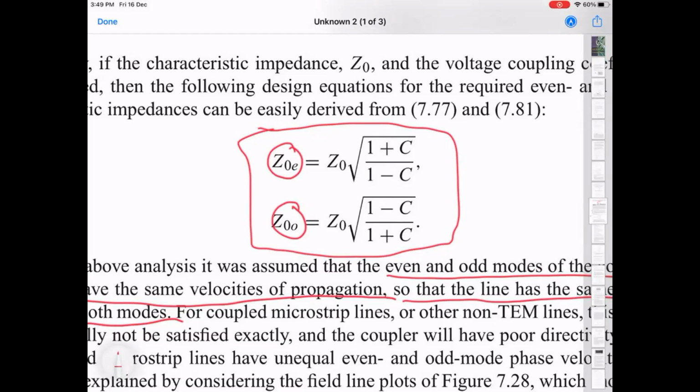But if you multiply these two equations, you see that the C terms cancel out, and you get that the product of the even and odd mode impedances is Z0 squared. Right?